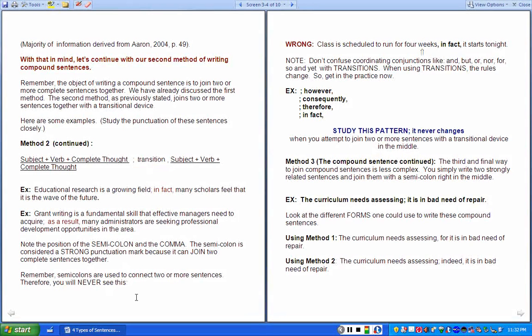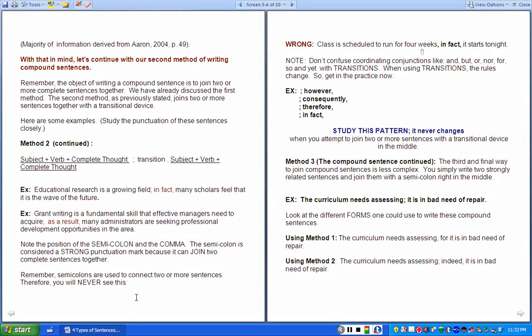Note the position of the semicolon and the comma and do not confuse them. I noticed that a lot of students will confuse that and put the comma first and then the semicolon. Again, that just means you need to study more. This is something you have to study, guys, because this is not something you're born knowing. You have to study this and practice writing these sentences. Practice, practice, practice, and you'll get it.